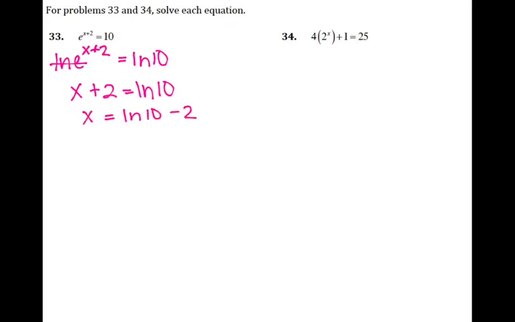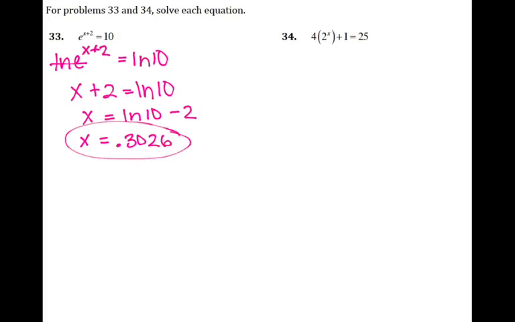Exponential equations: I'm going to go ahead and take the natural log of both sides. So natural log of e to the x plus 2 equals natural log of 10. Natural log and e cancel each other out because it's the same base. So I have x plus 2 equals natural log of 10. Subtract 2 from both sides, you get x equals natural log of 10 minus 2. And if I plug that into the calculator, I get 0.3026.